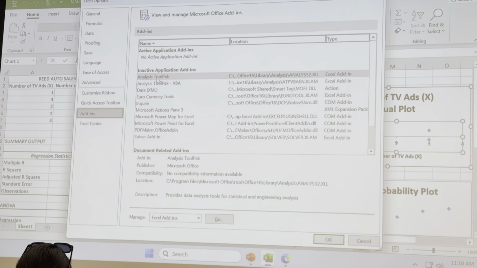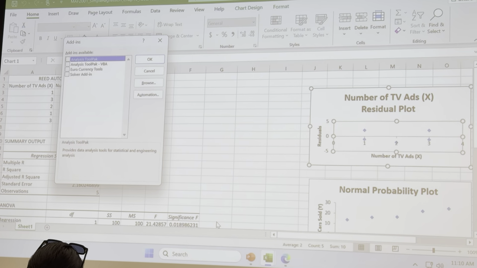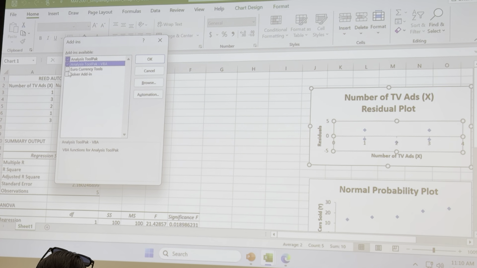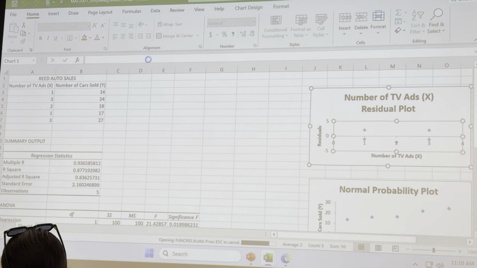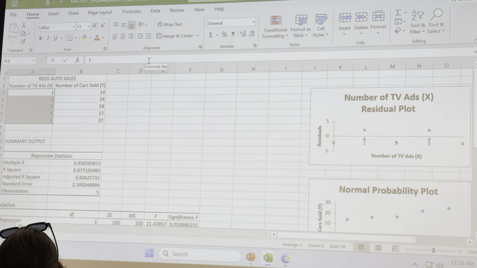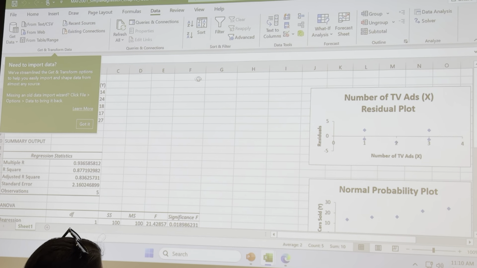Analysis ToolPak. Can you see that? Go, and then highlight these. You don't have to highlight all of them, but if you're not sure, just highlight everything. It doesn't harm you. And then, okay. Show, please. And then when I click on Data, I see this thing over here: Data Analysis and Solver.